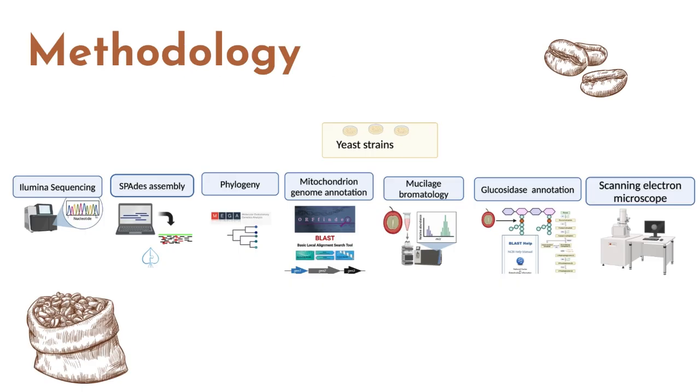Methodology. To sequence the yeast genome, Illumina sequencing was used and genome assembly was performed using SPAdes. The phylogenetic trees were constructed and open reading frames identified for each yeast. A BLAST analysis was conducted, followed by genome annotation of the mitochondria in the NCBI.